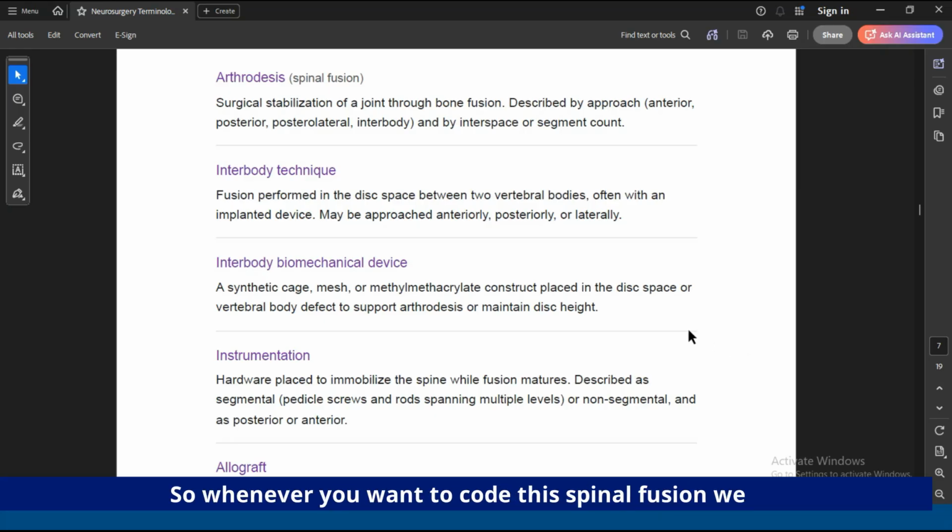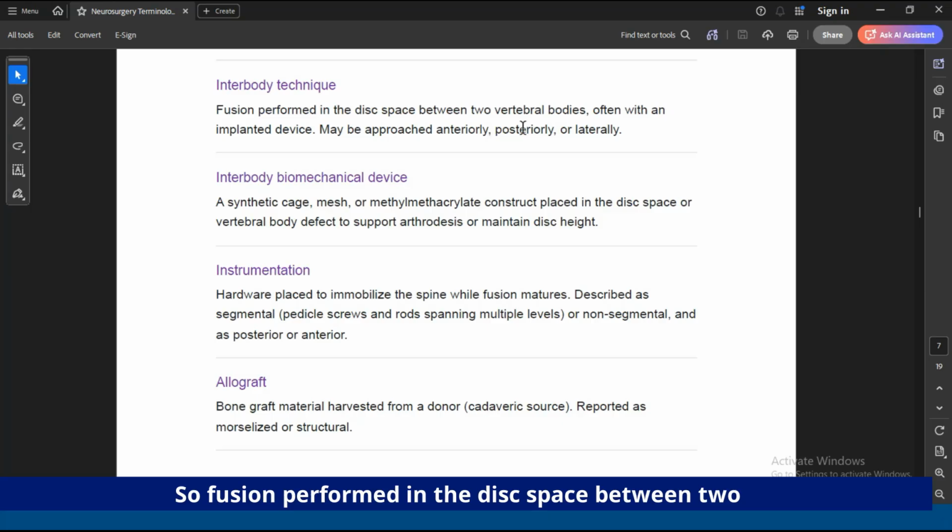Okay. So whenever you want to code this spinal fusion, we need to check for the approach, whether it is anterior, posterior, posterolateral or interbody. So if you want more information about these approaches, please mention in the comment section of this video. So next, interbody technique. So fusion performed in the disc space between two vertebral bodies, often with an implanted device, may be approached anteriorly, posteriorly or laterally.